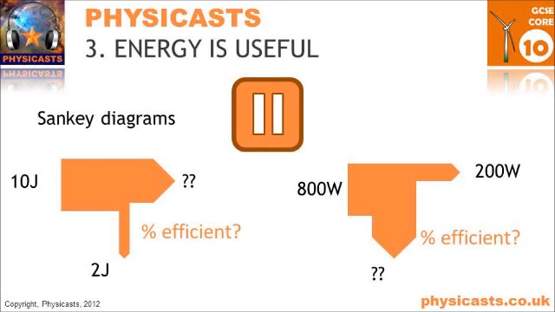So the amount of energy you put into a device will equal the amount of energy you get out of it. And the energy you get out of it is in two forms, wasted and useful. So example number 1, we've got 10 joules going into a device. 2 of those joules are wasted. So how many joules are useful?